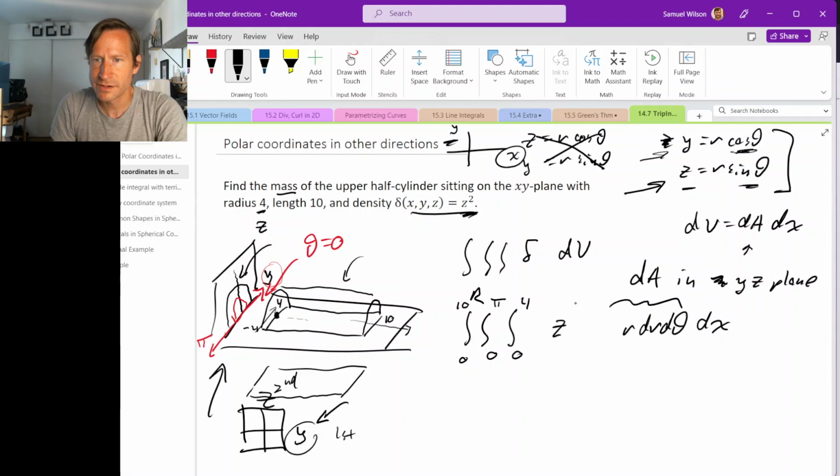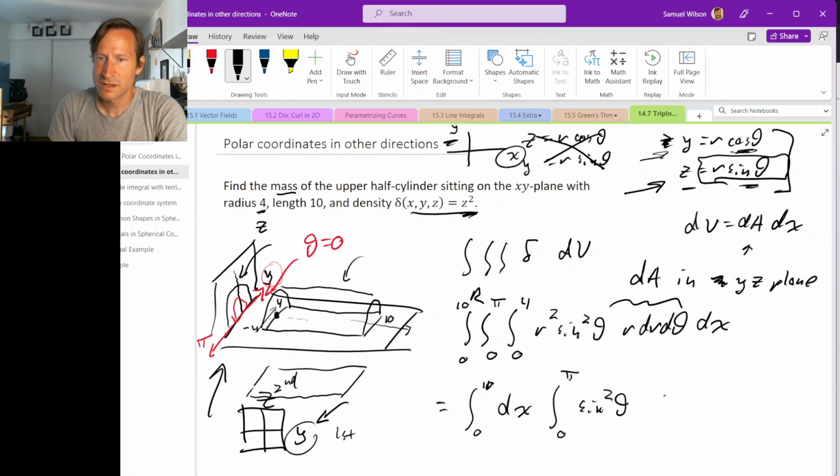And again, this turns out kind of nice because we can split this up. This is the integral from 0 to 10 dx, integral from 0 to pi sine squared theta, integral from 0 to 4. This is going to be r squared times another r, that's r cubed, dr. And I left off my d theta here. Okay. So now we can evaluate this. Let's just wrap it up.